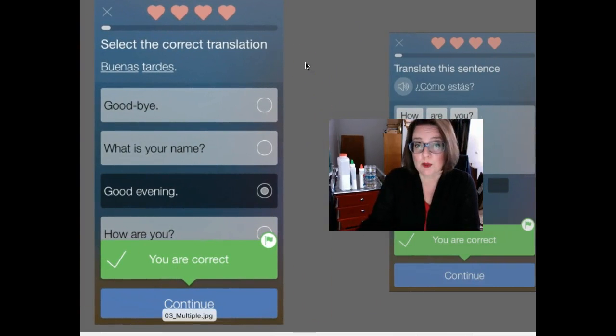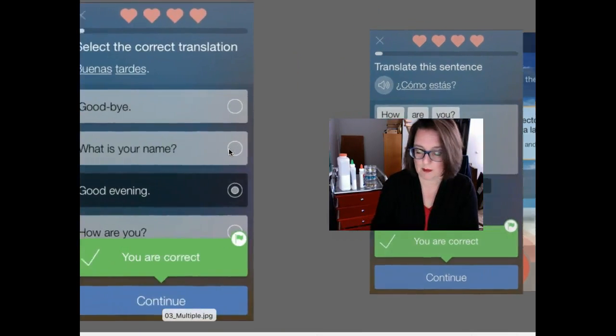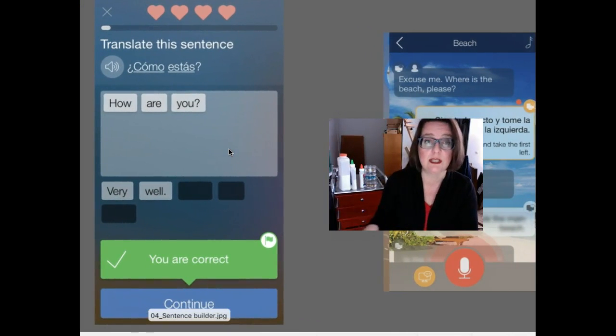We also have multiple choice, which is great. Again, you are shown the written, the typed out language. You hear it spoken by native speakers, and then you select what you think the translation is. Let me go back for a second. You select this one as multiple choice. Over here, they're actually asking you to translate it.